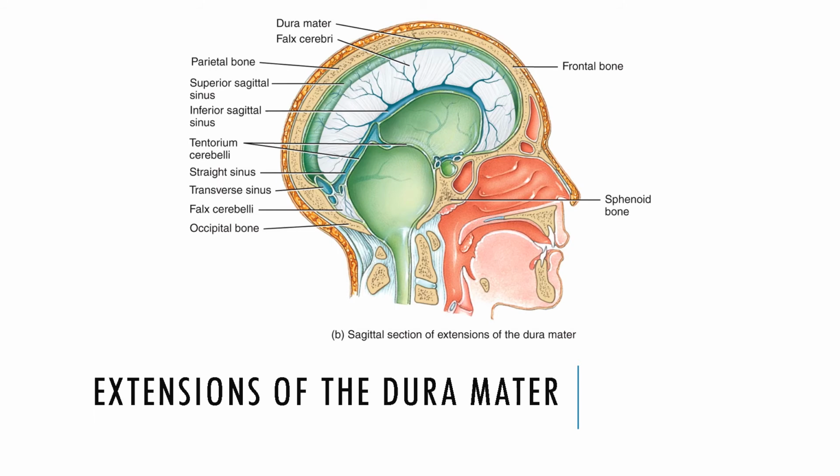Now there are three extensions of the dura mater that separate parts of the brain. Again, these are going to be sections of dura mater that separate parts of the brain. Our first one is the falx cerebri. We can see this one here. This separates the two hemispheres of the cerebrum.